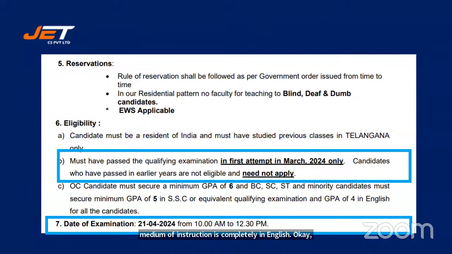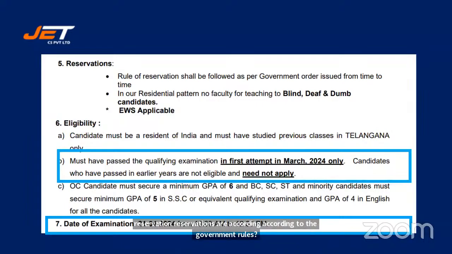And next, coming to the eligibility. So you know the reservations are according to the government rules. And for blind, deaf and dumb candidates, there is no facility available.